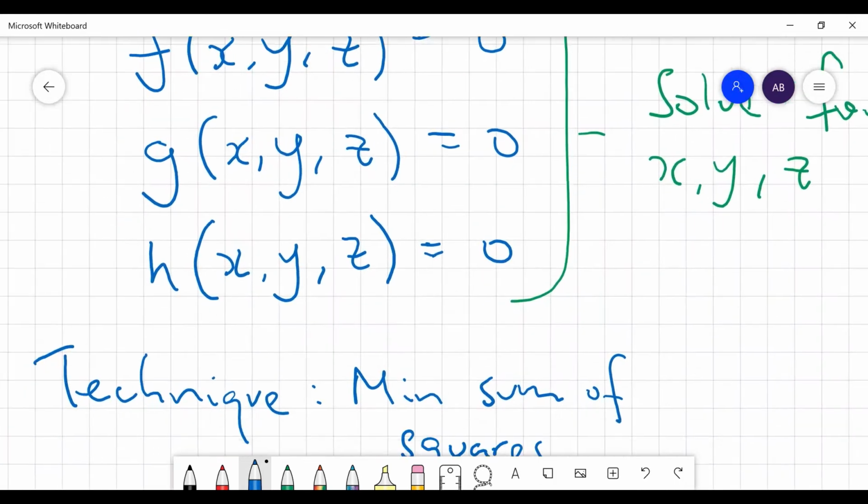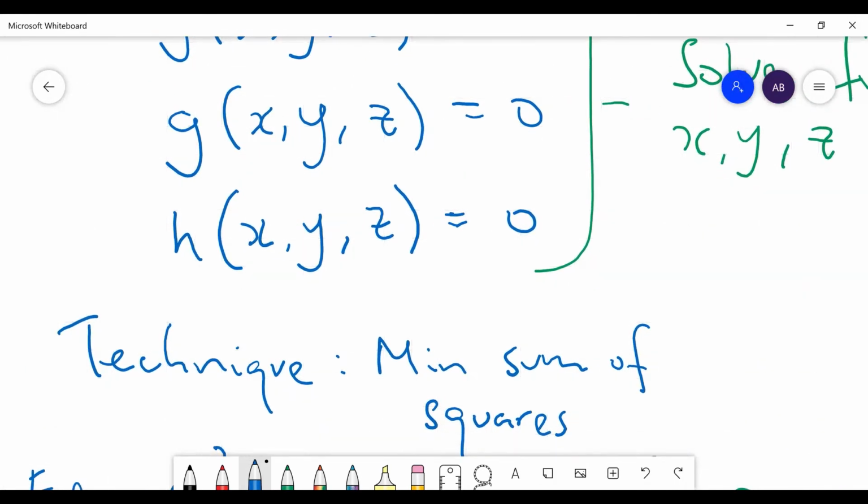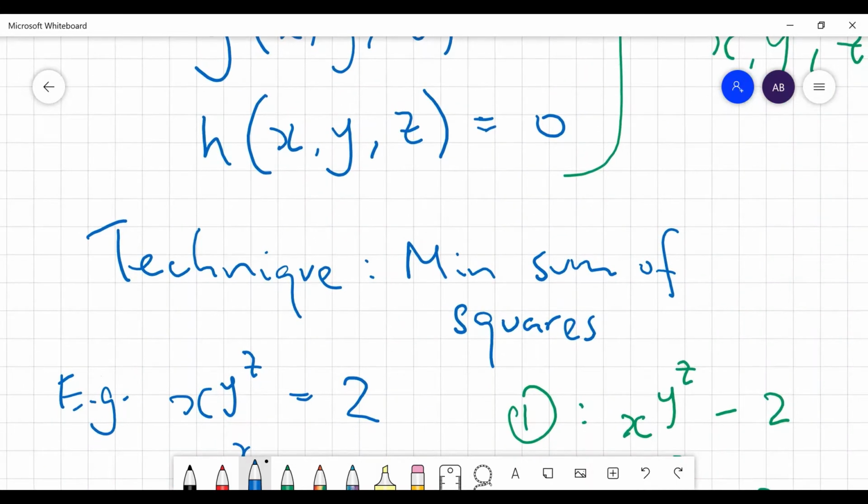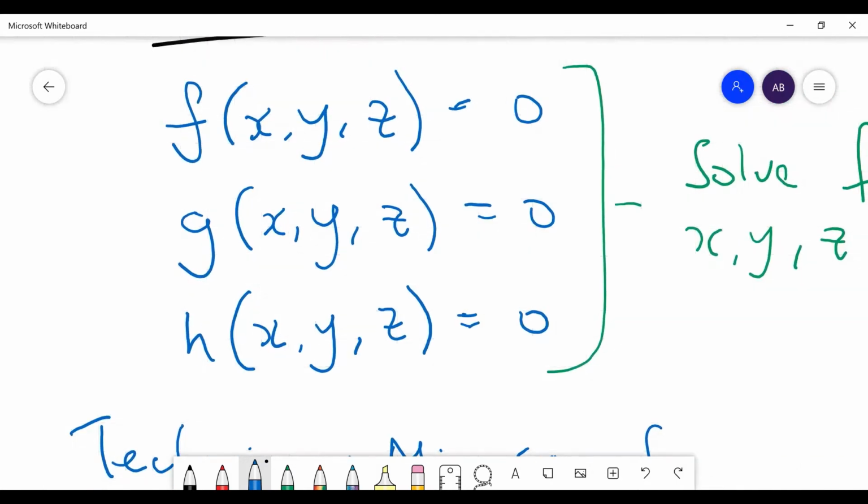Okay, the technique is to minimize the sum of the squares of all three of the equations. So theoretically, if you have gotten the answer, it should be 0, because it will be 0 squared plus 0 squared plus 0 squared, which will be 0. And this method works because the square of any number must be non-negative. So the true minimum, or the global minimum, would be 0, and it cannot be a negative number.